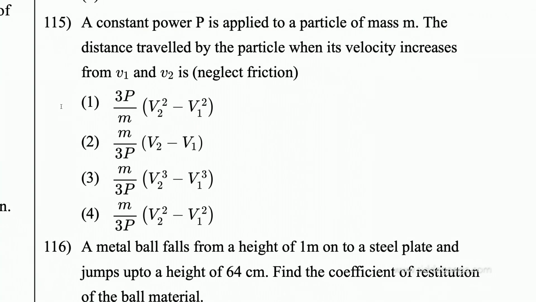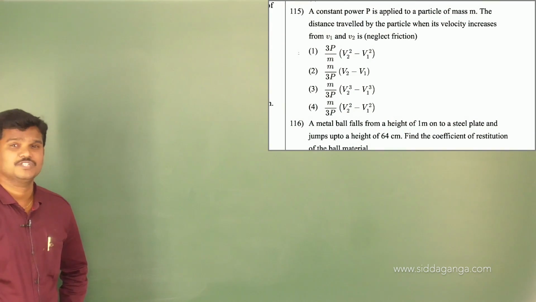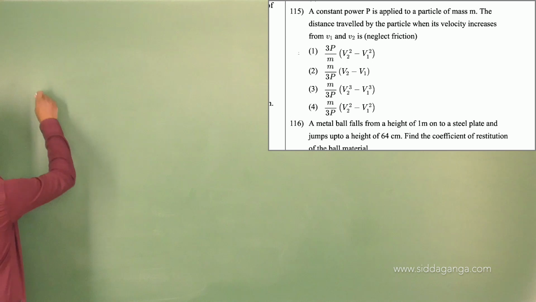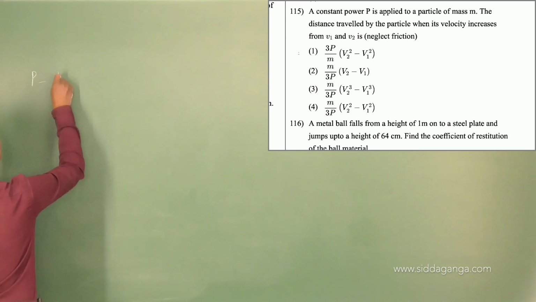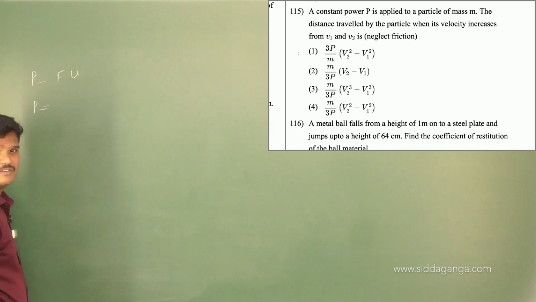Yeah, this is a good question somewhat. A constant power P is applied to a particle of mass m. The distance travelled by the particle when its velocity increases from v1 to v2. Here the given power is constant. Anyhow, we know the power formula. What is the power formula? So simple equation, this is force into velocity, and power is constant.